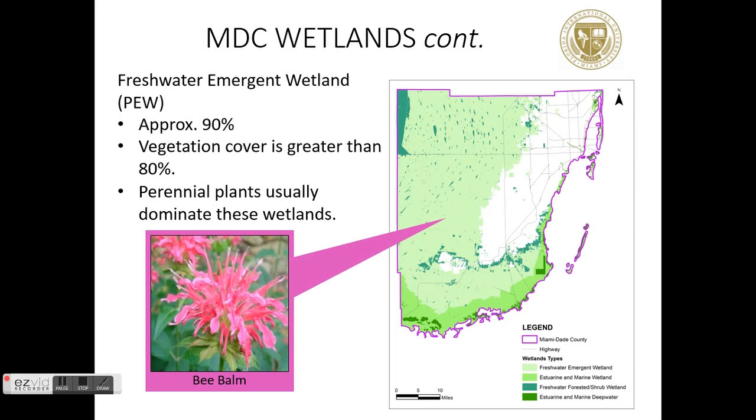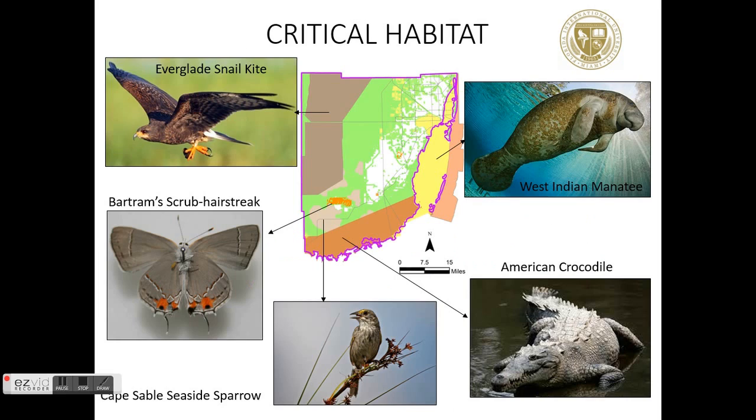Now, let's move on to the Miami-Dade critical habitat. There are several critical habitat species, but there are 5 species that cover a great part of the Miami-Dade area. The first species is the Everglades snail kite. This species is located on the northwest side of the county.